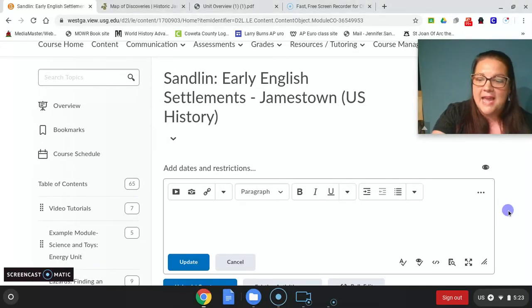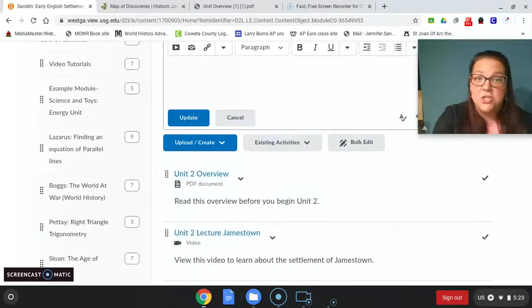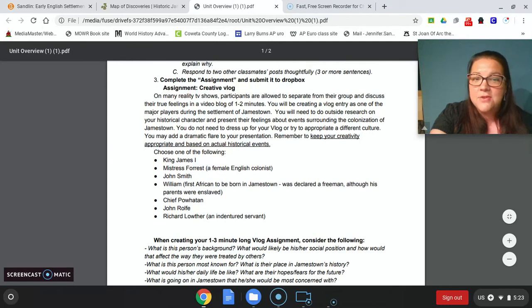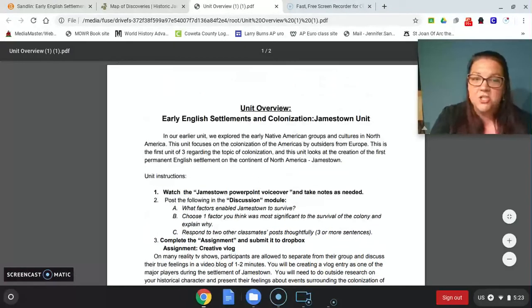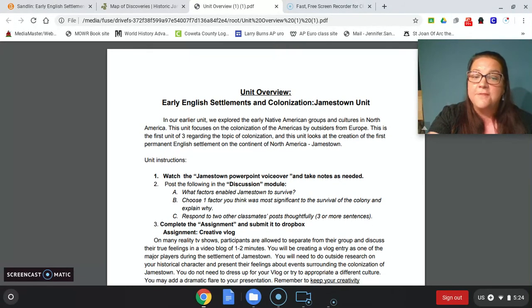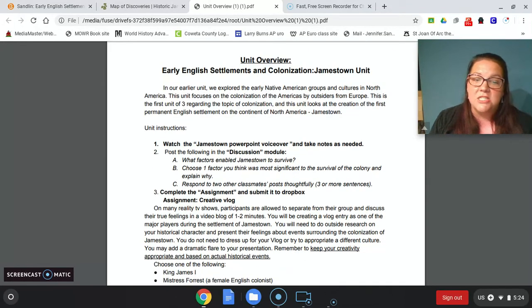So my module is Jamestown. If you scroll down on my module, I have my unit overview. I'll click on what that looks like. My unit overview is basically an introduction to the unit. It explains what we have already gone over and how it connects to the settlement of Jamestown, and kind of sets up the unit. Then it gives instructions for what will need to be done during the unit. I numbered these. The first thing it tells them to do, which is bolded, is to watch the Jamestown PowerPoint overview, which I made. It's about 12 minutes long, and to take notes as needed.